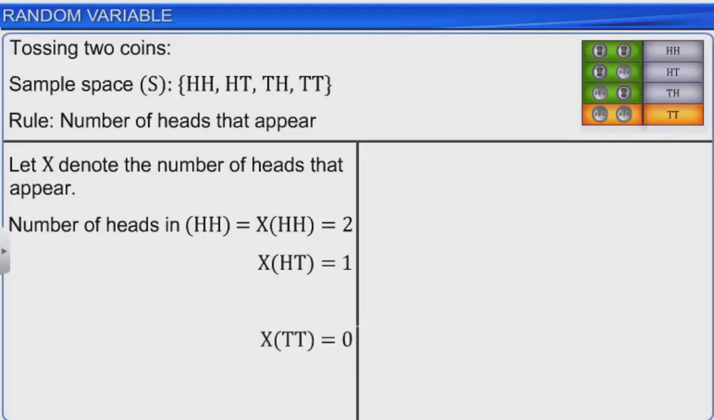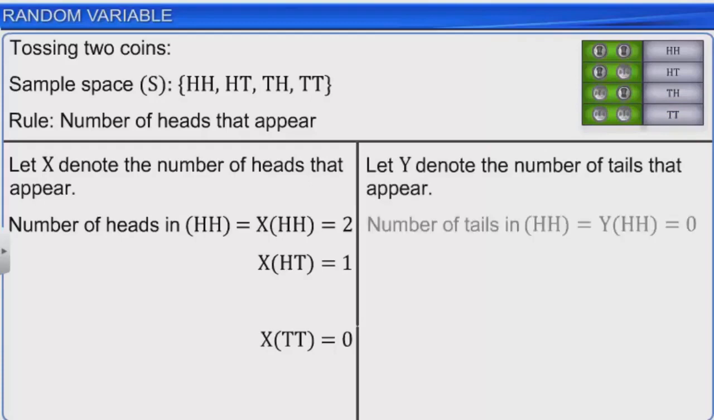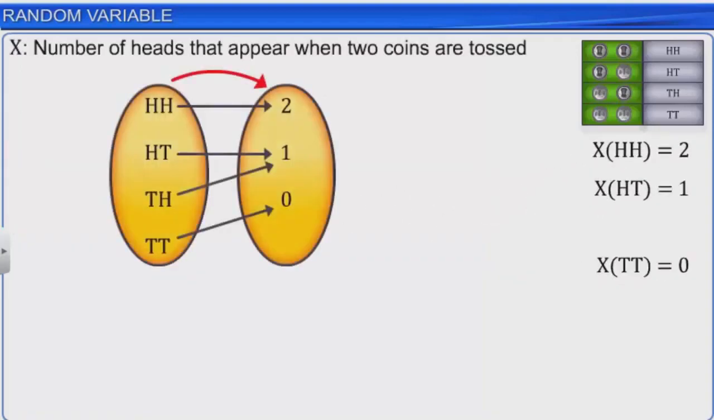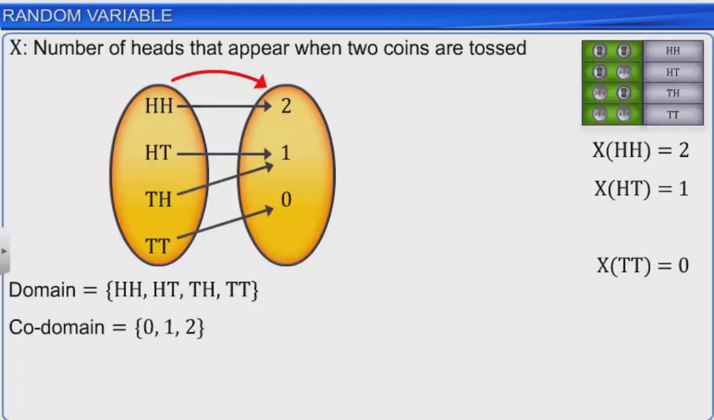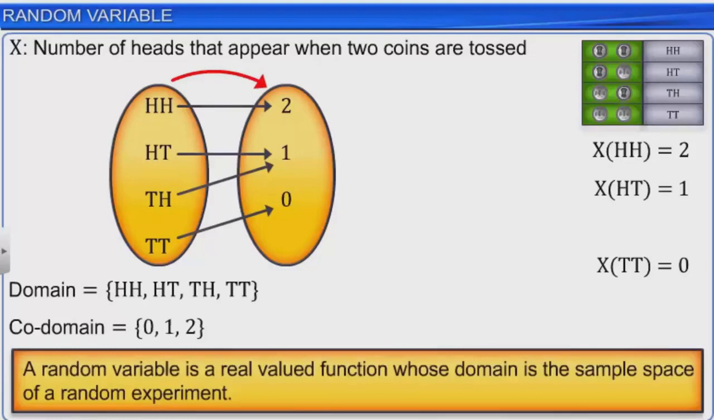Similarly, we can also define another rule, the number of tails that appear, by a random variable Y. The value of Y for each outcome is shown. Likewise, for a random experiment, we can define many rules. We can compare random variable X with a function whose domain is the set of outcomes or the sample space of a random experiment, and the codomain is the set of real numbers, because X can take only real numbers. Hence, a random variable can be defined as a real valued function whose domain is the sample space of a random experiment.